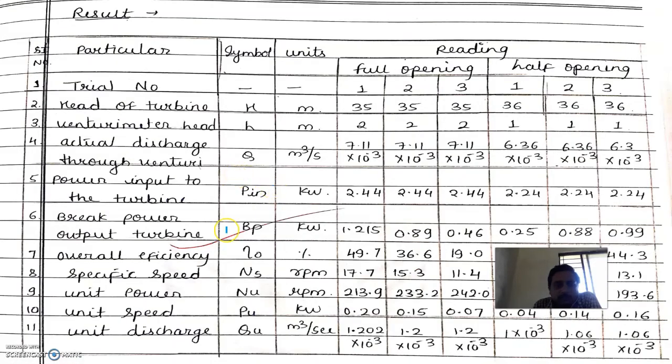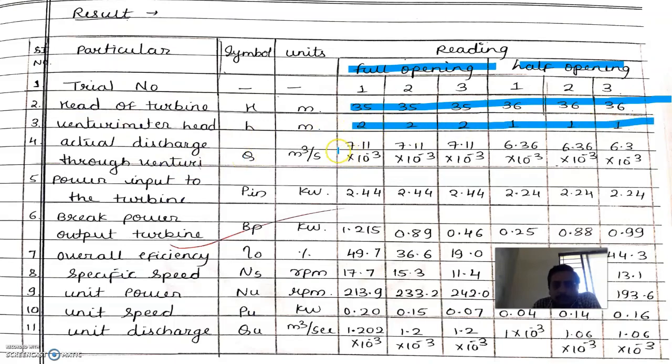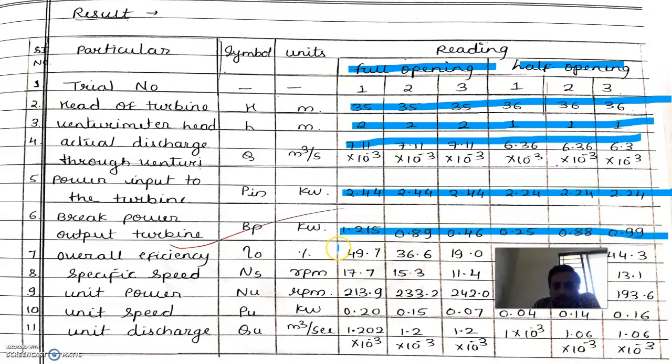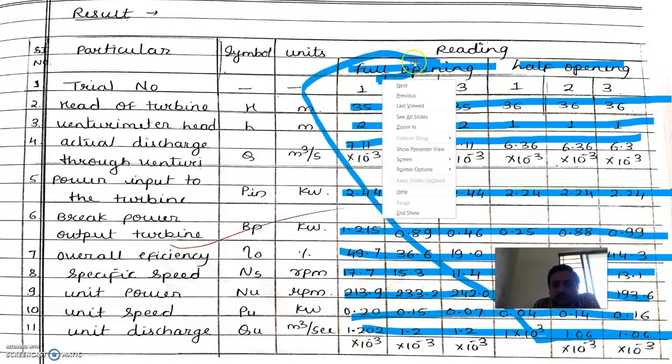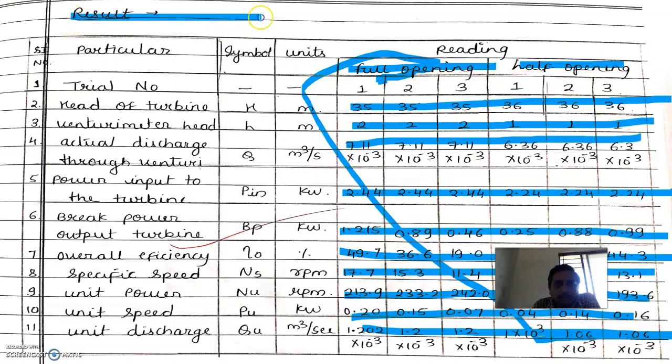In the last they have put a tabular sheet showing the fully open condition and half open condition. They put the value of the head of the turbine, the venturimeter head, the actual discharge, the output power, the brake power output of the turbine, the overall efficiency, the specific speed, the unit power, the unit speed, and the unit discharge. This is the resultant table which they have put over here. In the similar way you need to do it.